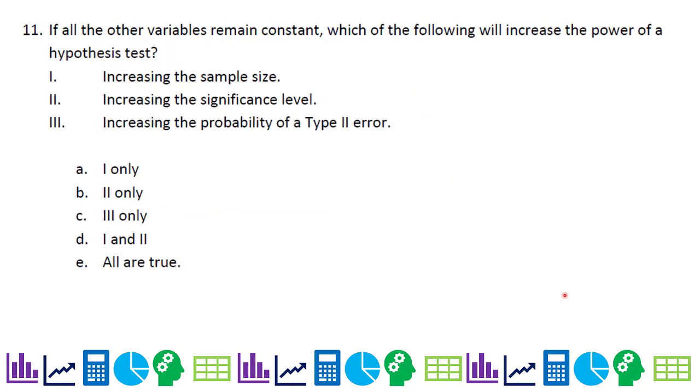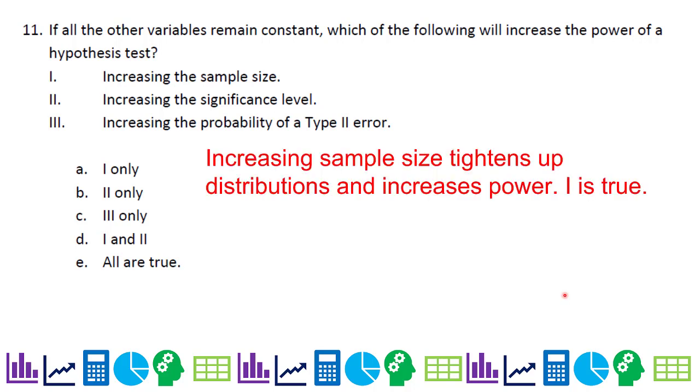Number 11. If all the other variables remain constant, which of the following will increase the power of a hypothesis test? Well, number one, increasing the sample size tightens up distributions and increases power.